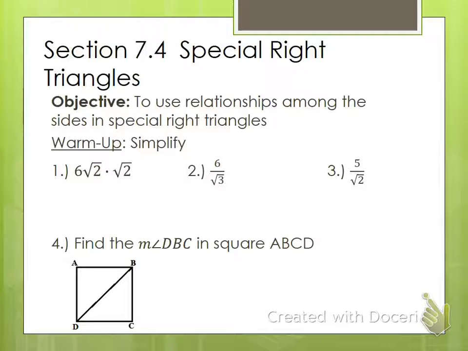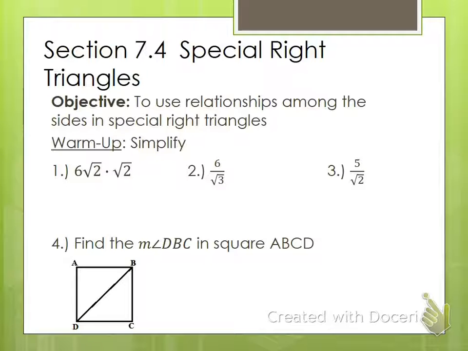So we have two special right triangles that we will be talking about. There are patterns that exist between the side lengths of them. That's what we'll be using. To warm up, we've got some radical expressions to simplify.